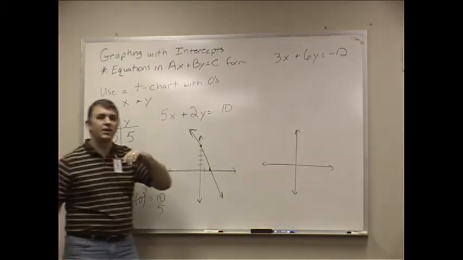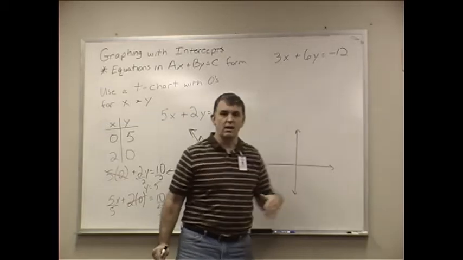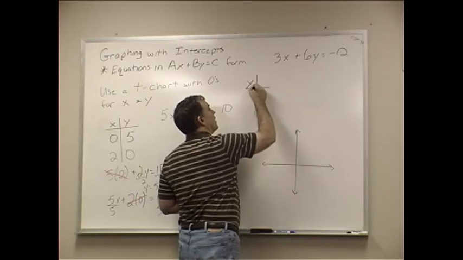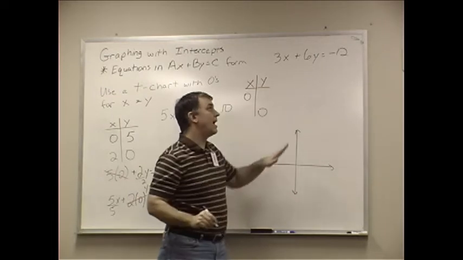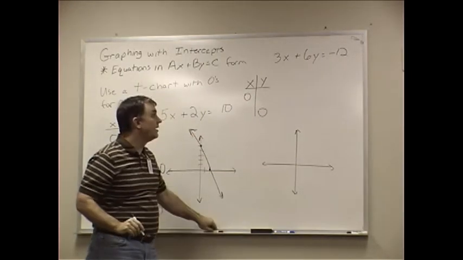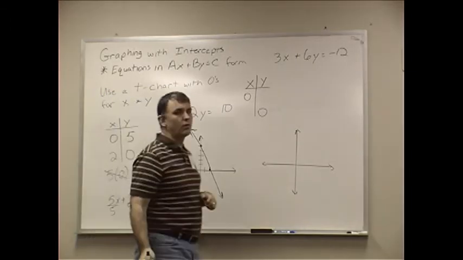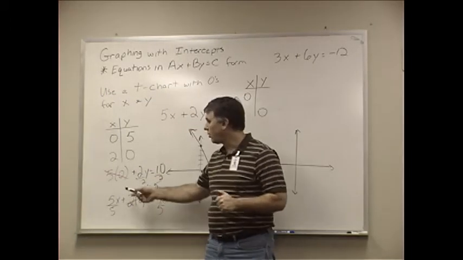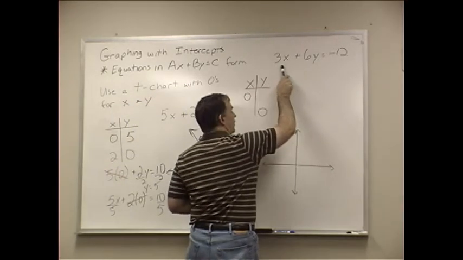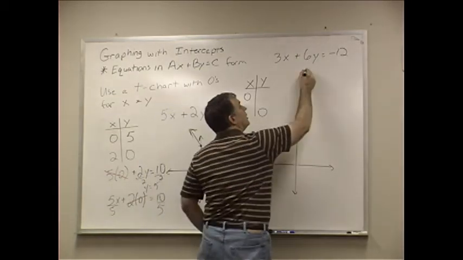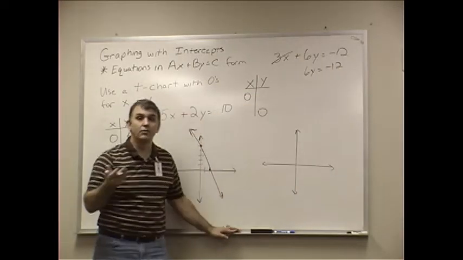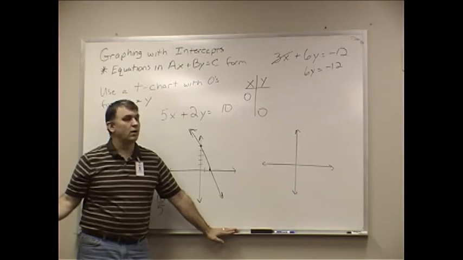All right, let's look at the second example. 3x plus 6y equals negative 12. We're going to go on ahead and make another t-chart. X, y, 0, 0. Again, this equals a whole number, doesn't it? Now, we just saw over here that when you put in 0, it literally just disappears, doesn't it? So when I put in 0 for x, that just disappears. All I need to do is solve 6y equals negative 12. You just cross that off, because 3 times 0 is 0. You don't even have to worry about it.